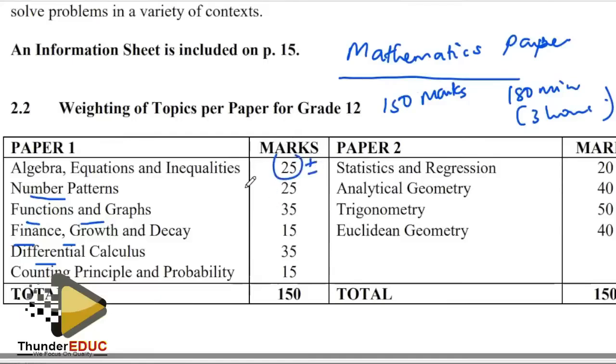Then the next topic, number patterns, sequences and series, usually carries 2 questions, which is plus minus 25 marks. Then for the functions and graphs, plus minus 35 marks. Then finance will cater for plus minus 15. And then calculus plus minus 35, and then probability is plus minus 15. So that we have a total of 150 marks.